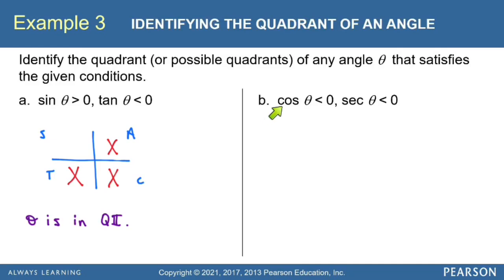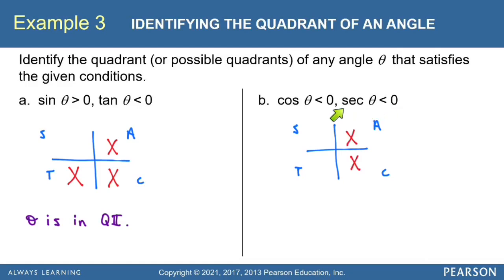And then for part B, they want us to find the quadrant or quadrants where the cosine of theta would be negative, and the secant of theta would also be negative. So again, let's think ASTC. And we want to find the quadrants where the cosine of theta would be negative. So let's rule out the ones where it's positive. We know cosine is positive in quadrant 1 and quadrant 4. So those two quadrants are out.